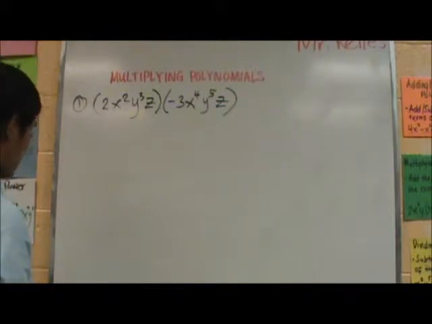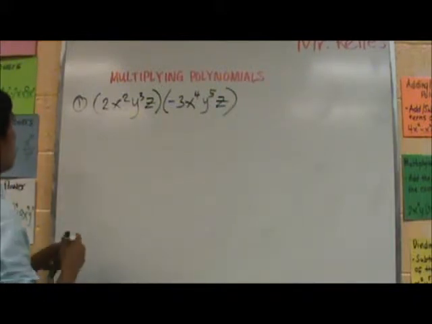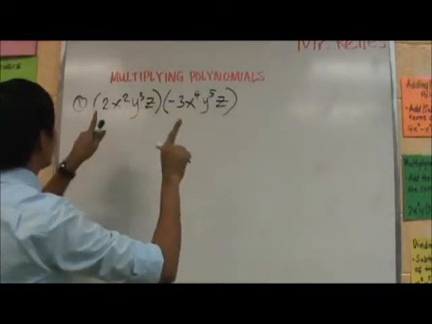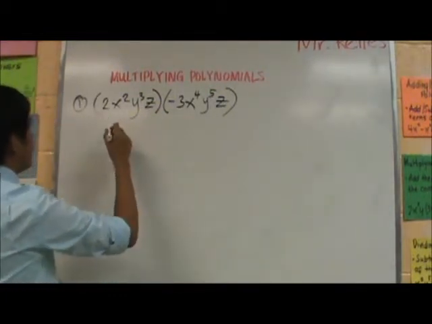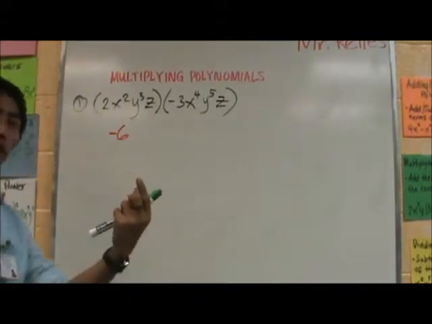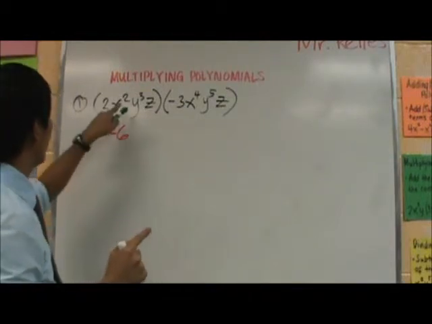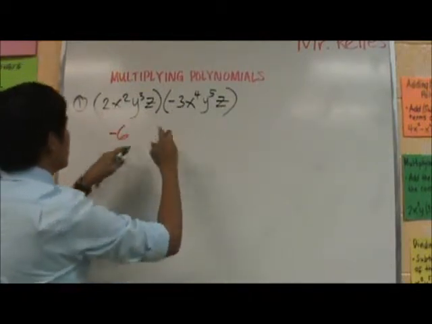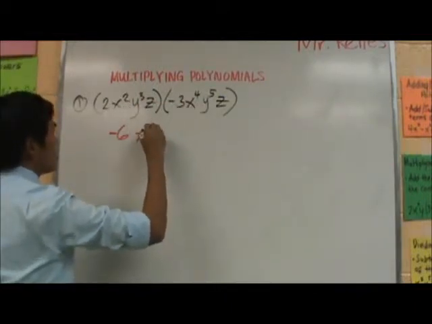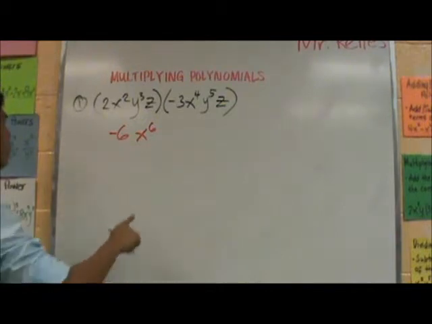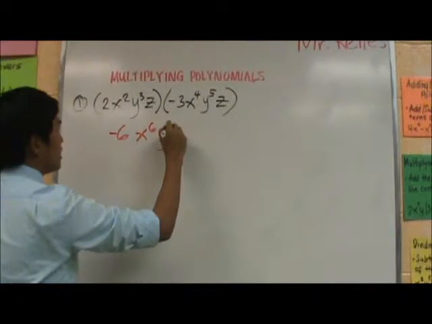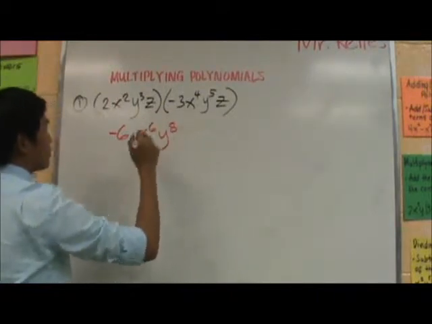For example, here we got 2 and negative 3. Here, we just have to multiply the numerical coefficients 2 and negative 3, and that is negative 6. But when multiplying the same variable, from the laws of exponents, we have to copy the common variable, which is x, and then add the exponents, and that will be 6. And then we're going to do the same thing with the y. 3 plus 5 is 8.